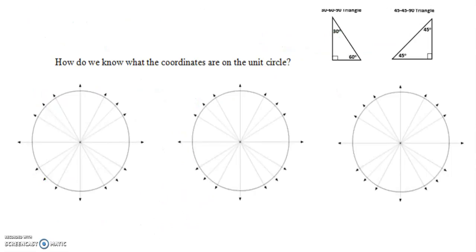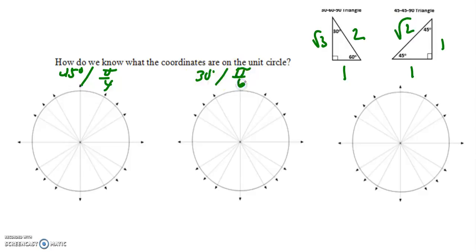Now, how do these special right triangles help us on the unit circle? Before we get there, I'm going to recopy for the sake of visual: 1, root 3, 2, and 1, 1, root 2. And I want to take every single situation separately. I first want to talk about 45 degrees, or pi over 4. Next, I want to talk about 30 degrees, or pi over 6. And lastly, I want to talk about 60 degrees, or pi over 3.